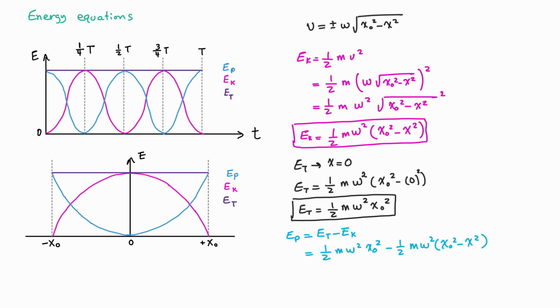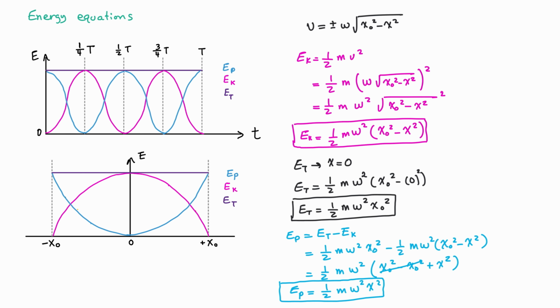squared minus position squared. We can factor out the 1/2 m omega squared, and we'll end up getting x naught amplitude squared minus amplitude squared plus position squared. And putting all those together, these two cancel out, and we're left with 1/2 mass times the angular velocity squared times the position squared. And this is the equation for our potential energy of the particle at any position.